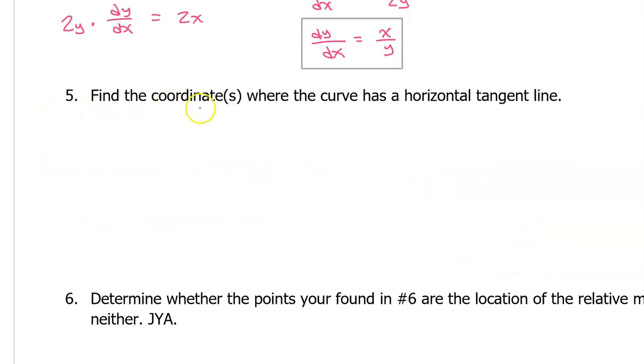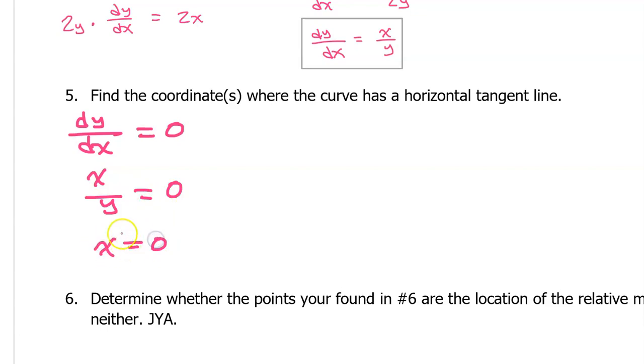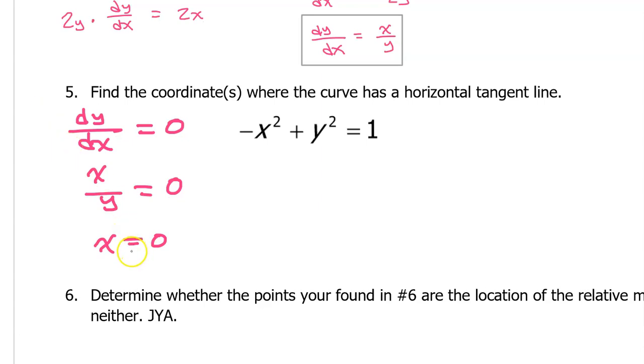Number 5 says, find the coordinates where the curve has a horizontal tangent line. A horizontal tangent line means the slope is 0, which means that dy dx must equal 0. So in this particular case, that means that x over y must equal 0, but the only way a fraction is going to equal 0 is if the numerator equals 0. So this implies that x is equal to 0. So that's the x coordinate.